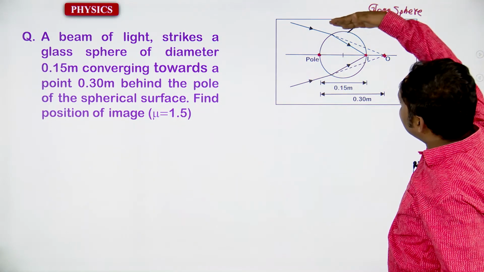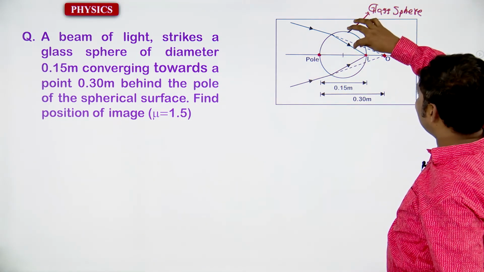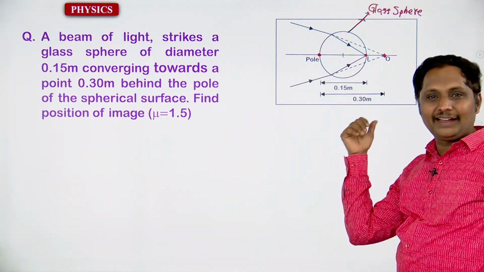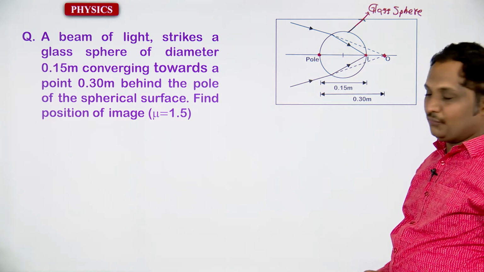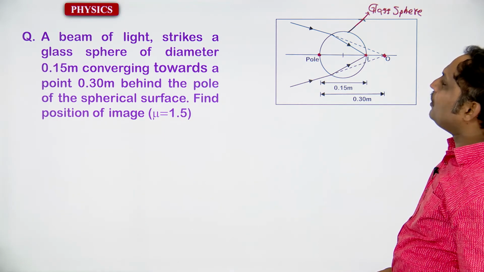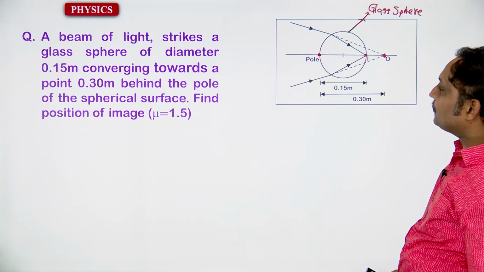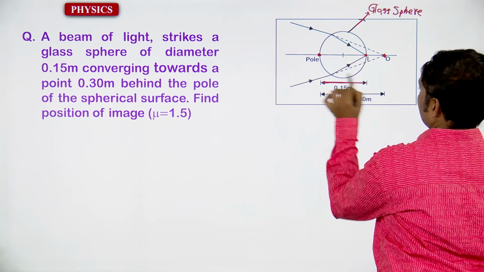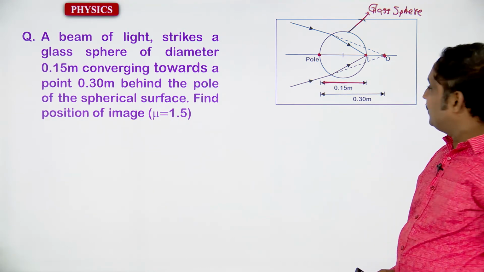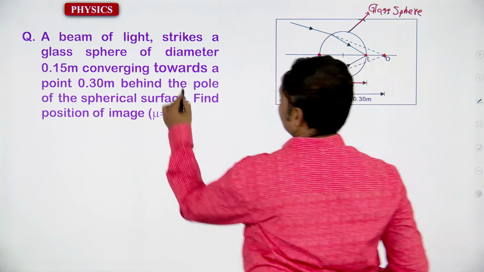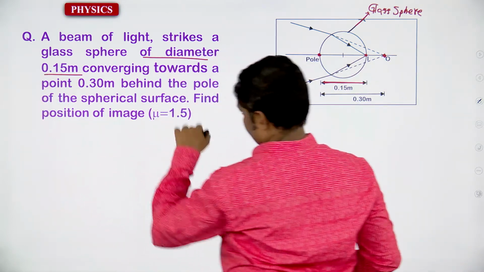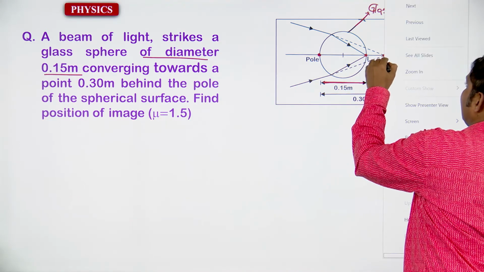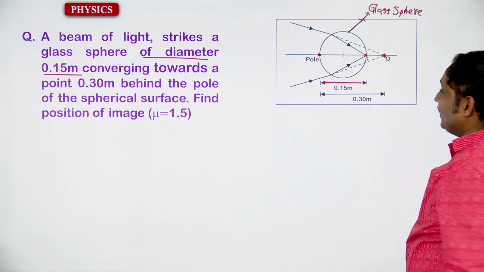Actually, these are the incident light rays which are going to be refracted, and they will form the image where the refracted light rays meet the principal axis. That is very clear. A beam of light strikes a glass sphere of diameter, which they have given. This is the diameter, converging towards a point.